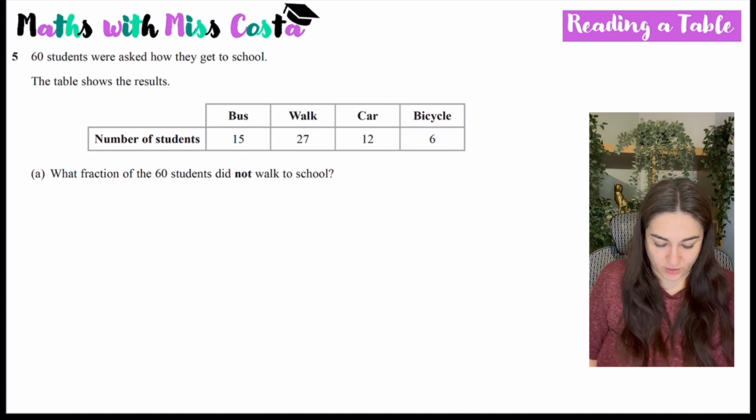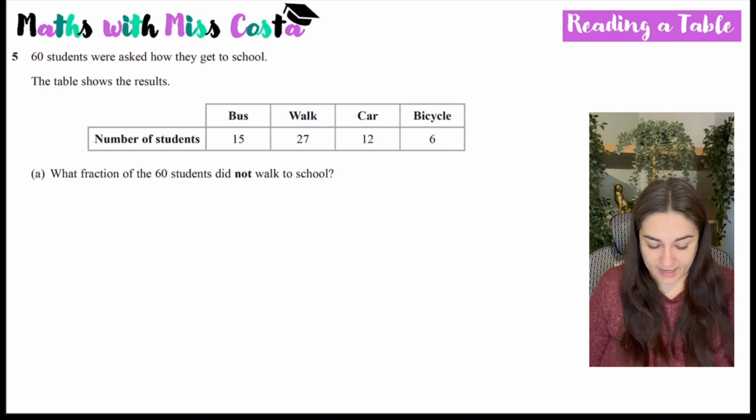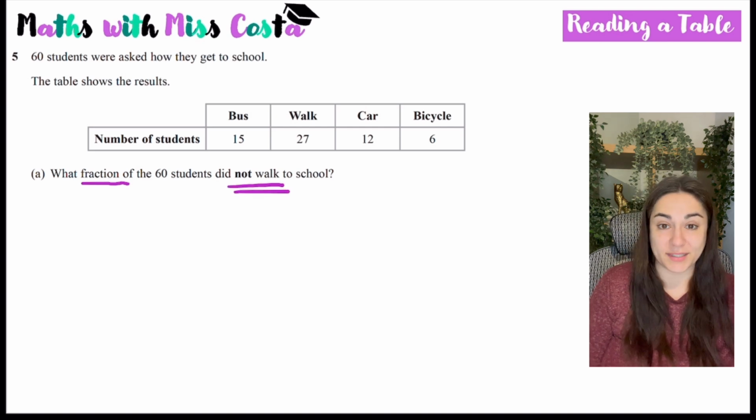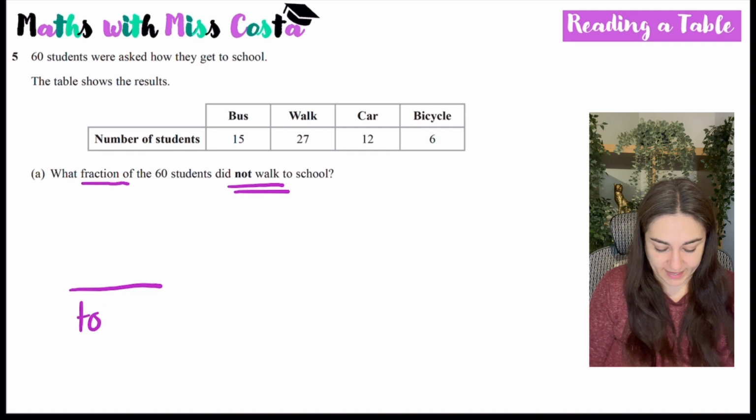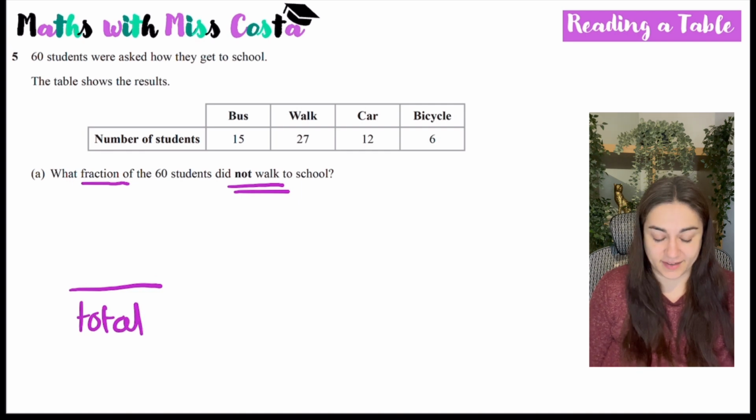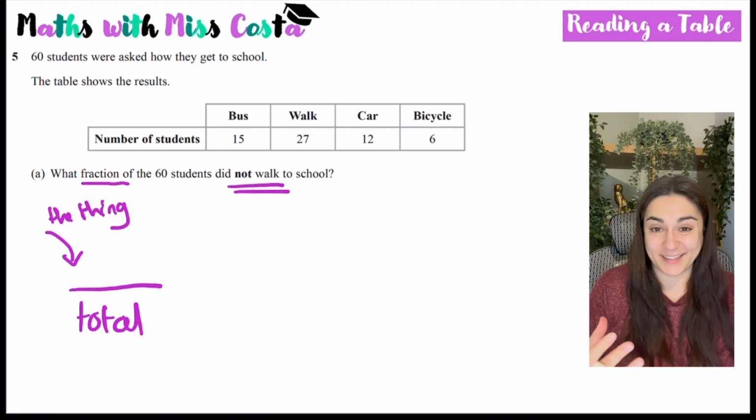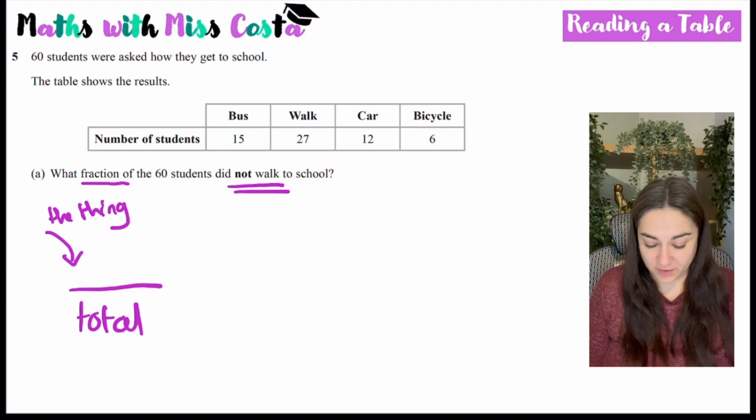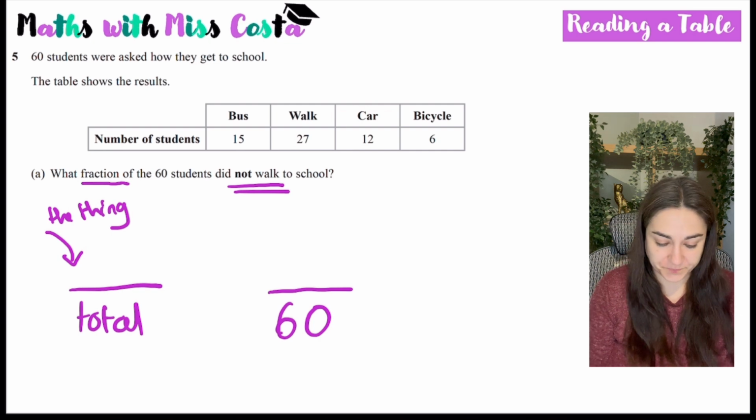Okay, so here we've got a table, and we're told that 60 students were asked how they get to school, and the table shows the results. And we're asked what fraction of the 60 students did not walk to school. So it's a fraction, so you always have your total as your denominator, and the thing you're being asked about as your numerator. So we know that our denominator is going to be out of 60 because that's my total.